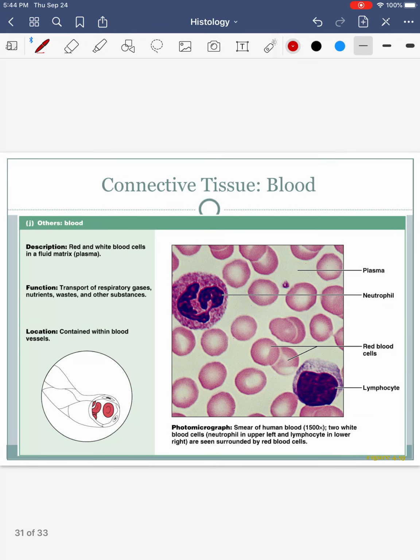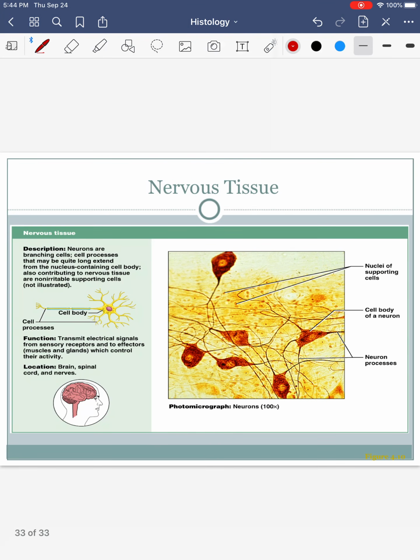And then no one should miss blood either. Blood has the smooth background with the red blood cells, the white blood cells. The location is that they're within the blood vessels and they transport stuff. All right. Last one is nervous tissue. Again, this looks unique. To me, it kind of looks like a kite with a long extension. Nothing else looks like that. We know where we find this: brain, spinal cord, motor nerves, and it transmits electric signals or transmits nerve impulses.